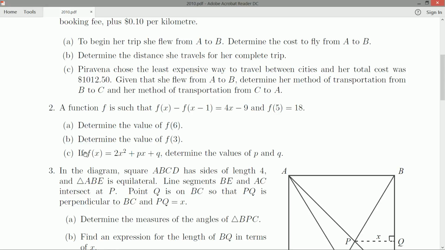Okay, and C part takes that to the limit because I think we'll have to take x minus 1 and plug it into this expression, which is not the easiest thing for some people. We're going to go through it, and we're going to write it up as well. But A part, determine the value of f of 6. Well, I know f of 5, it's 18. And I know the difference between consecutive values of f.